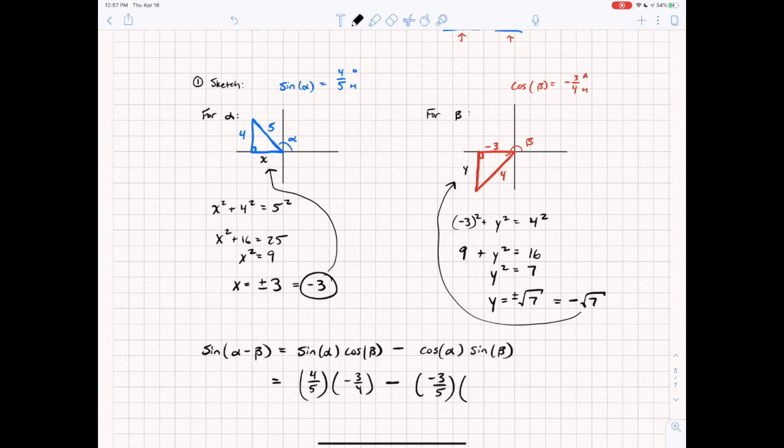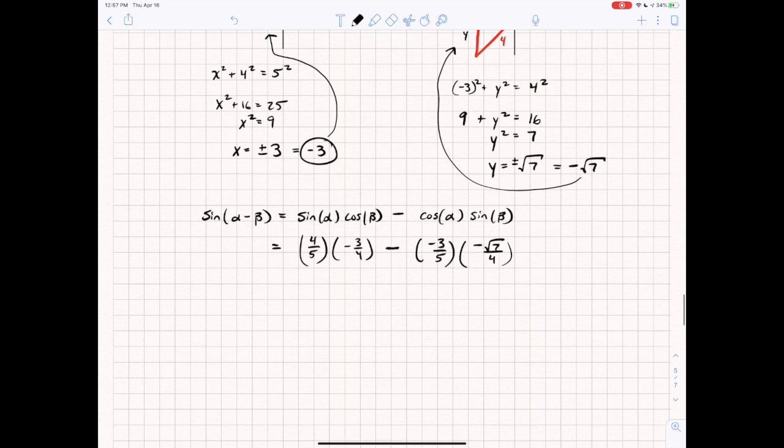Sine of beta is opposite over hypotenuse for my red triangle, so that would be -√7/4. This is the example that I was talking about where you are going to be tempted to cancel out this 4 and this 4. Do not do that. The reason being is we want to maintain these two pieces on the bottom because they match no matter what. And remember, we're going to make this one unified fraction, so I need the denominators to always match.